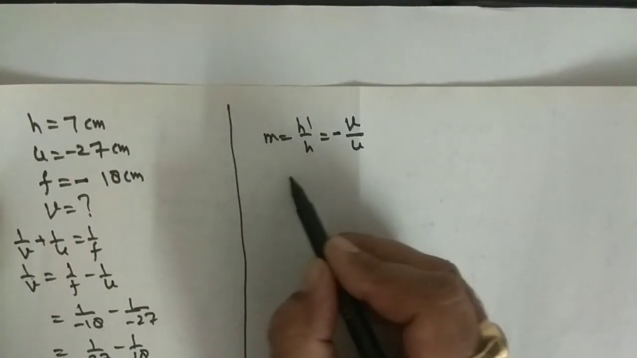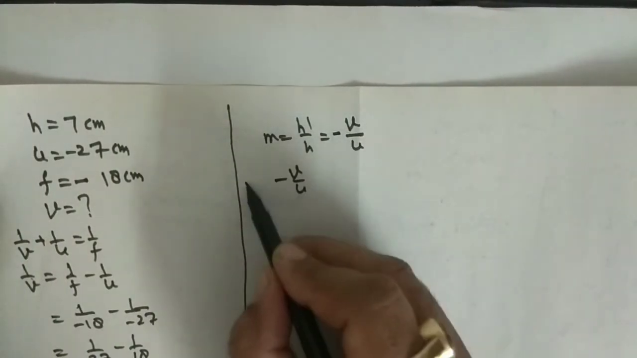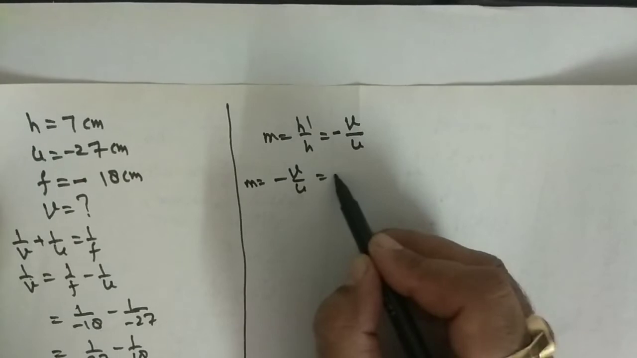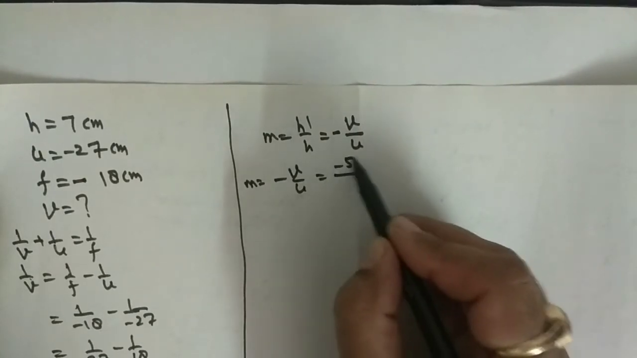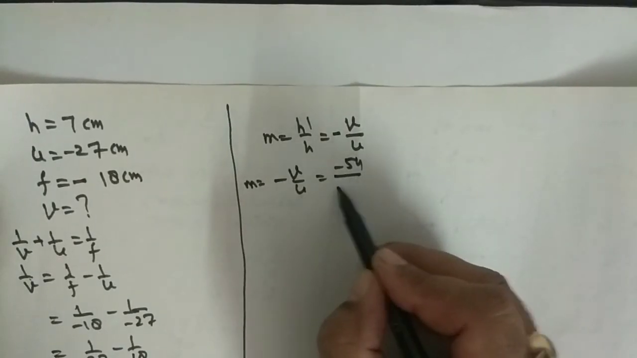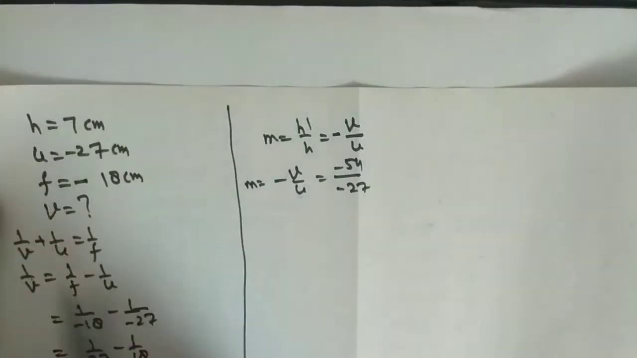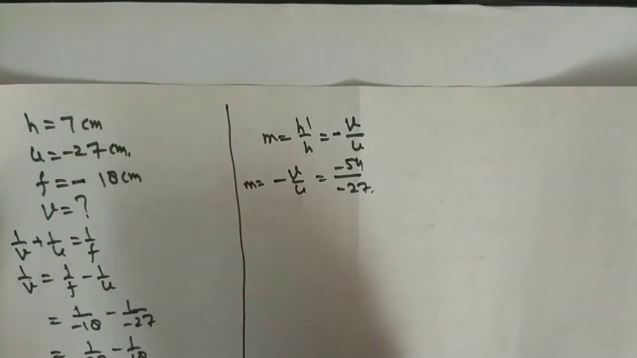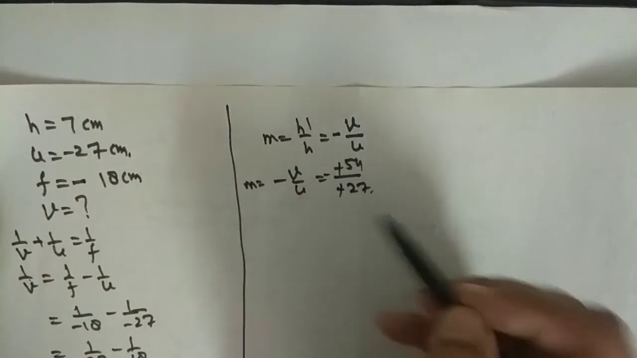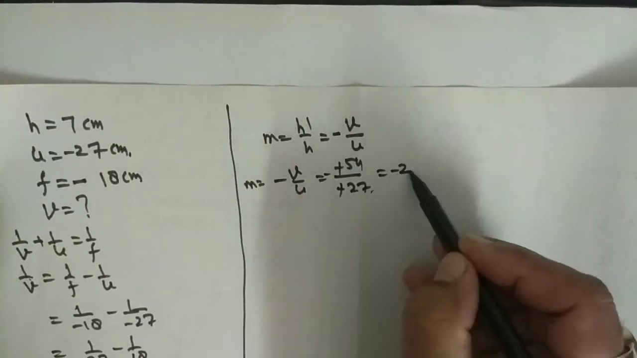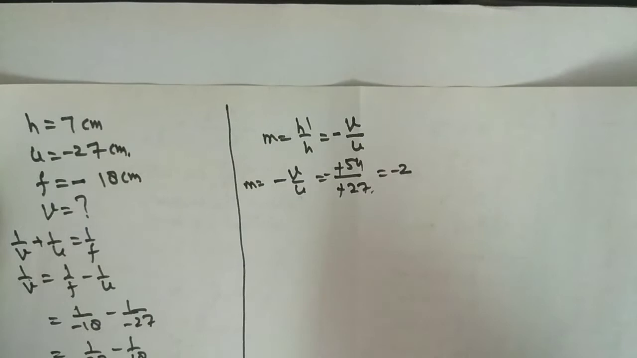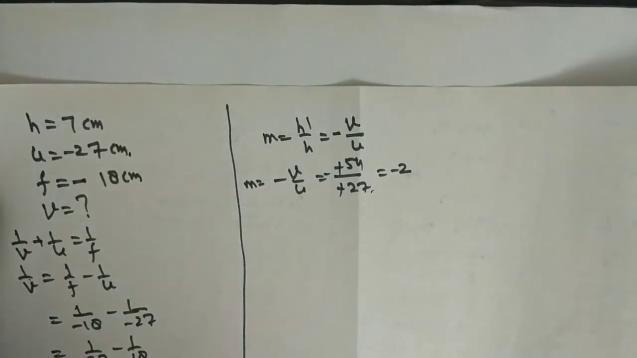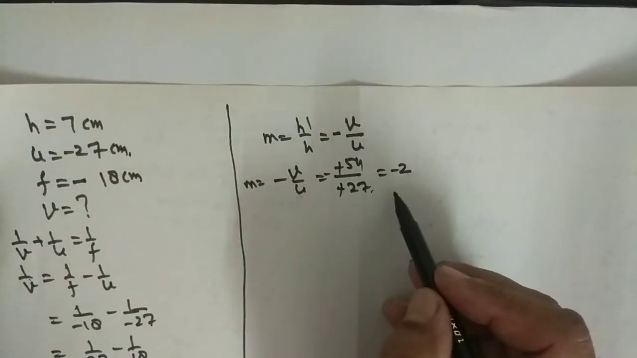Okay, so minus v upon u, m is equal to, v is given minus 54 and u is minus 27. Okay, u is minus 27, given. I put it here with the minus sign, the minus is cancelled, so it is minus 2. Minus 2 means the magnification is negative, and negative magnification means the image will be formed real.